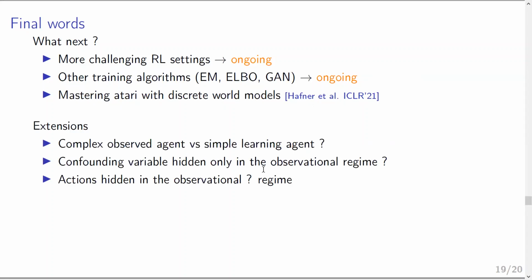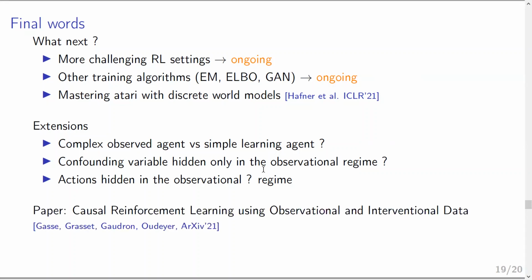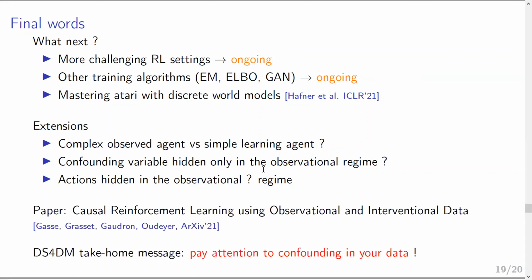There are some extensions that we consider, like what happens if the confounding variable is hidden only in the observational regime. There are many variants that you can consider because the setting I described is not universal. The paper is online if you want to check it.